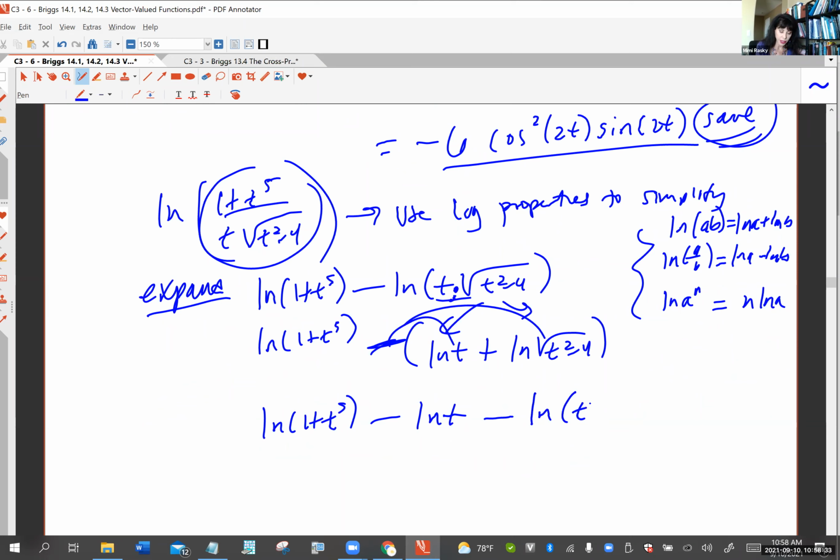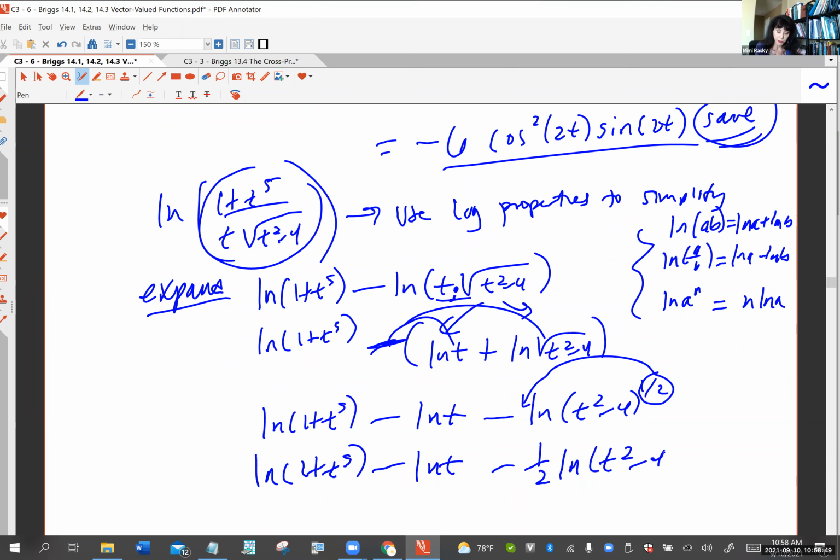Now the last logarithm, I'm going to do an intermediate step. I'm going to rewrite the radical as an exponent, raising it to the half, because I can go one more step now and expand this logarithm all the way completely. And am I done with this problem? Oh, heck no, we didn't take a derivative yet.